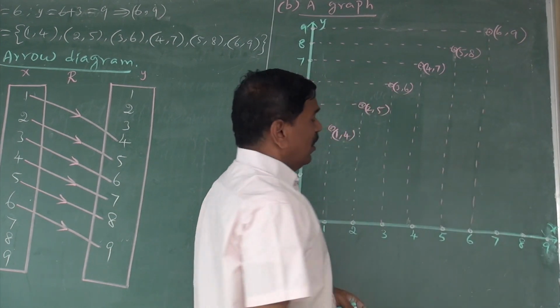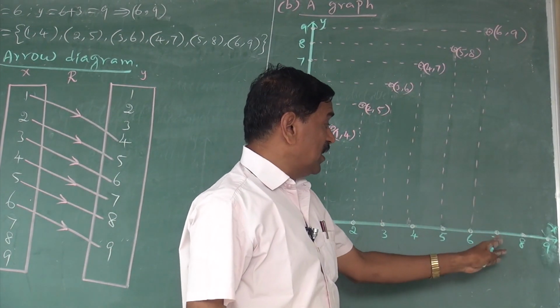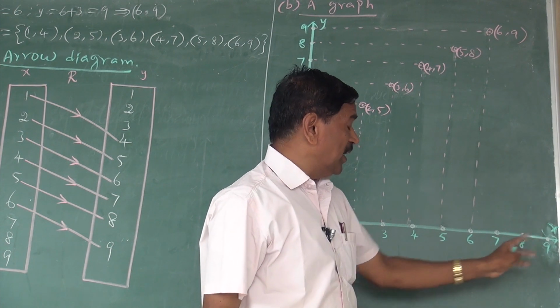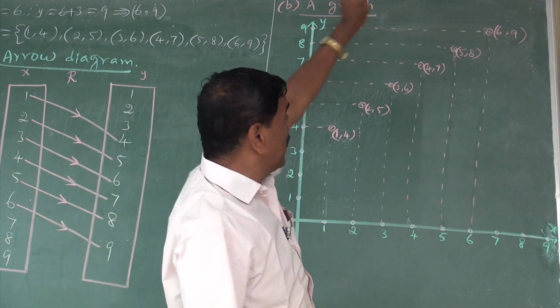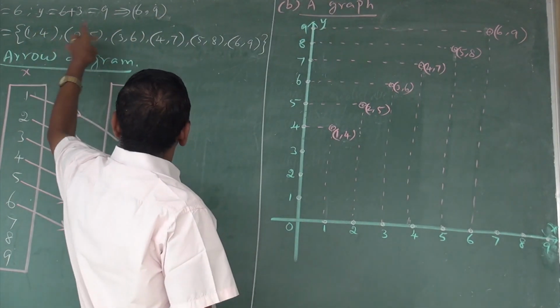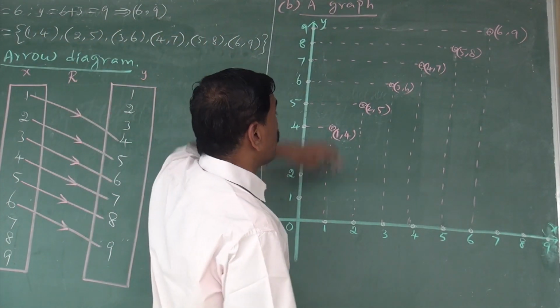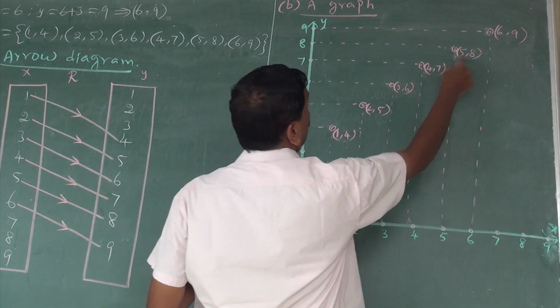Okay, next x can also take 7, 8, 9. Now what is 7 related to? Yes, there is no ordered pair. So up to 1, 2, 3, 4, 5, 6, there are 6 ordered pairs.